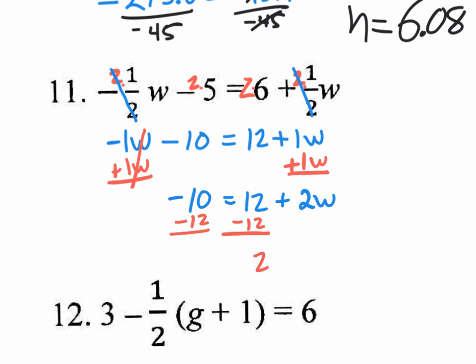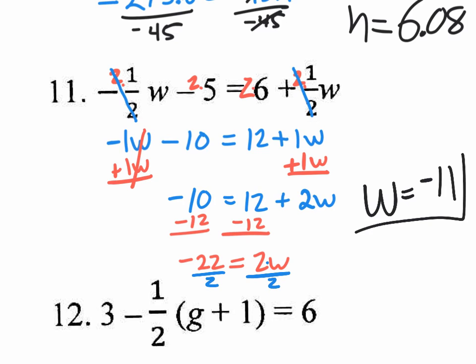So you're going to bring down 2w, bring down the equal sign. Over here you get negative 22. If you owe 10 and you owe 12, you're going to owe a total of $22. Final step would be to get rid of the multiplication of 2 by dividing by 2 and dividing by 2. So we get our final answer, w equals negative 11. That's the answer to number 11.